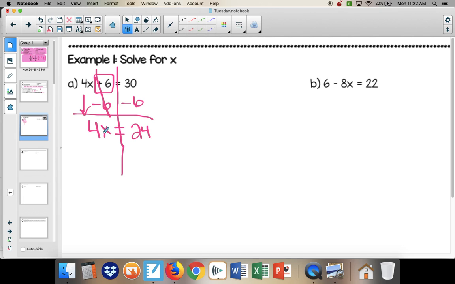Right now, I have 4x, and that means I'm multiplying. So the inverse of multiply is divide. I'm going to divide both sides by 4. 4 divided by 4 just leaves me with x. And 24 divided by 4 is 6.